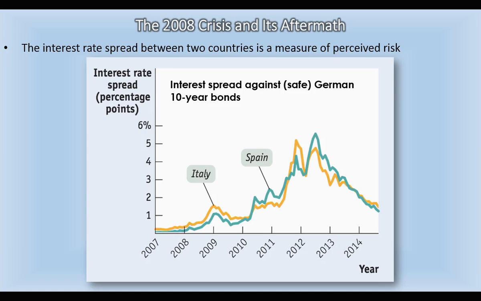And it had a lot to do with the fact that they are in this currency union and that their monetary policy was basically neutered by giving that up to the central currency authority.